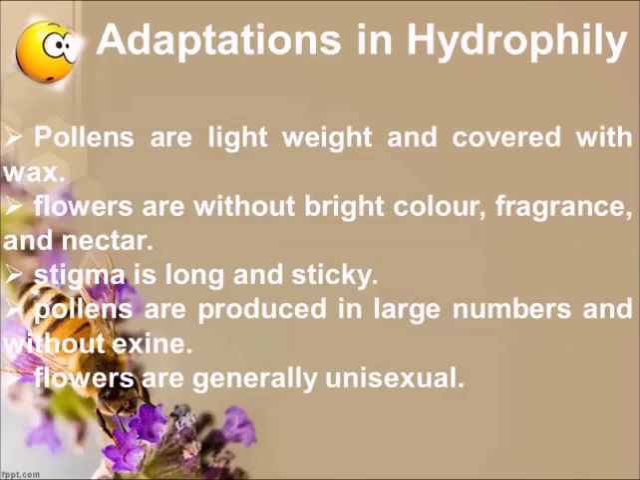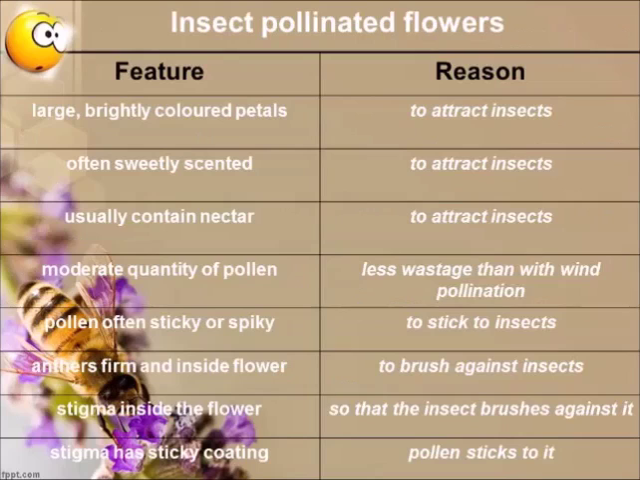For instance, pollen grains are lightweight and covered with wax. Here also, the flowers are not brightly colored and do not produce scent and nectar. The stigma is long and sticky. Pollen grains are produced in large numbers to prevent loss. Flowers are generally unisexual.